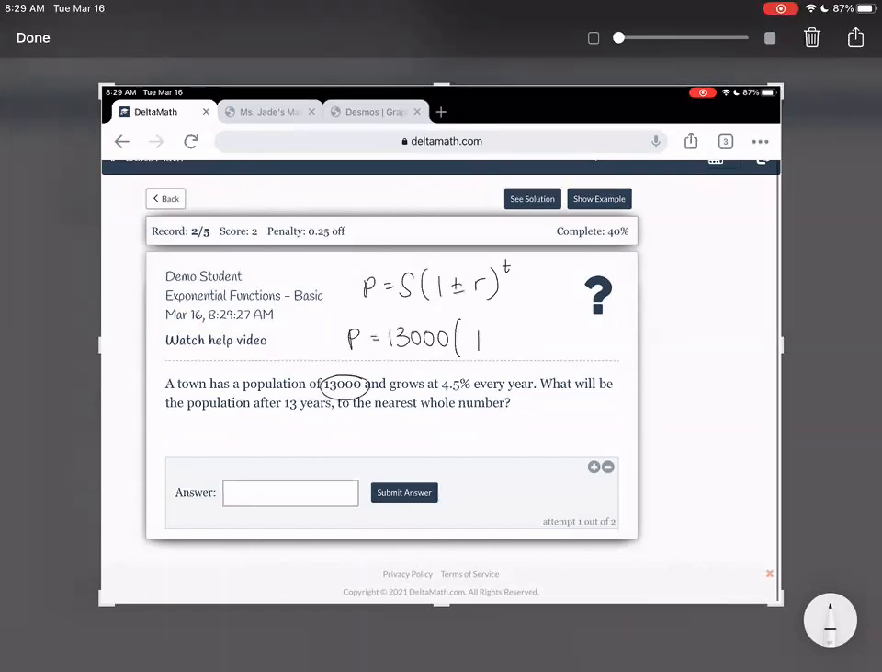1 plus or minus, we are growing, so this is going to be a plus. And then our R is 4.5%. But we need to take that decimal and move it 2 to the left, so it becomes 0.045. To the power of t, which is 13 years. So I'm going to type this into our calculator. But before I do, are there any questions?